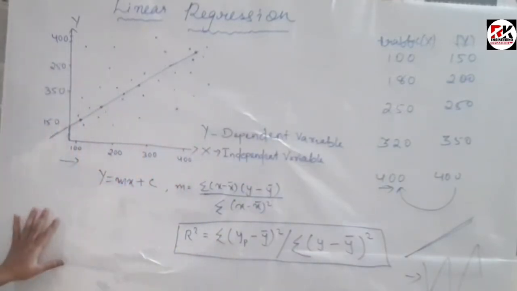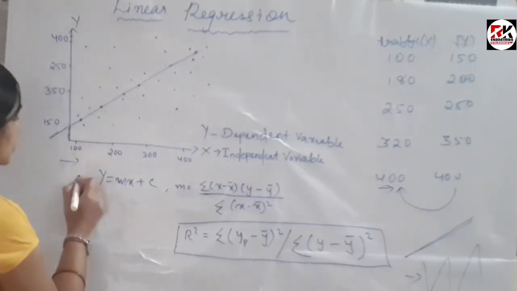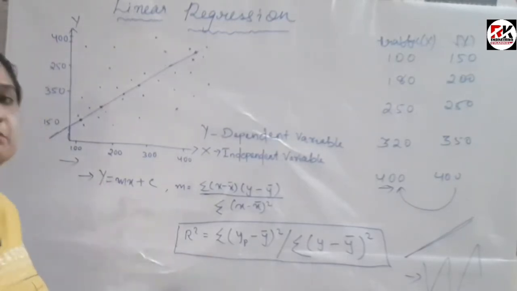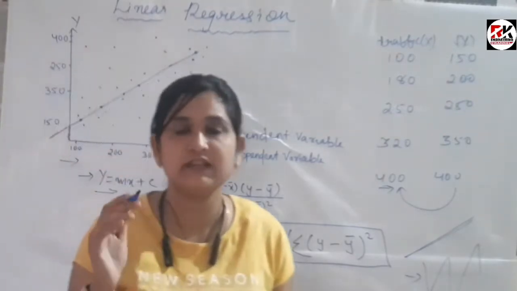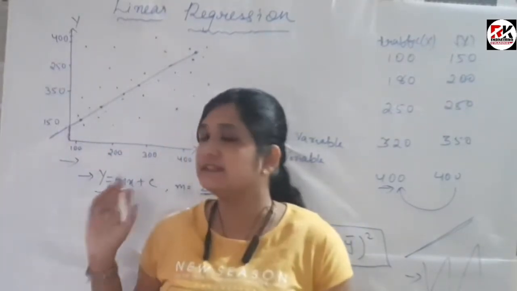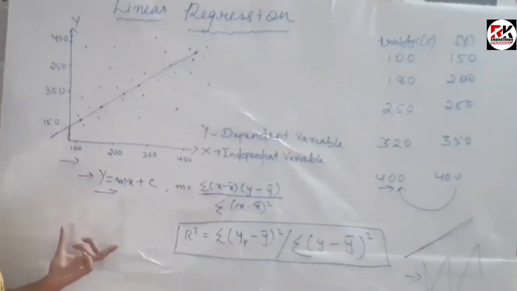Another thing which I want to say is that this line of regression is totally based on y equal to mx plus c. This is the equation of a line, as we already know. So this line of regression is totally based upon this line equation.